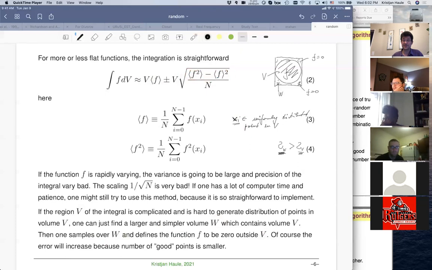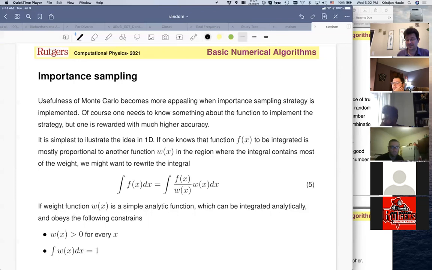Okay, but it's important to have simple volumes in which we can easily generate random numbers. So the first important ingredient in our search for better Monte Carlo methods is importance sampling.